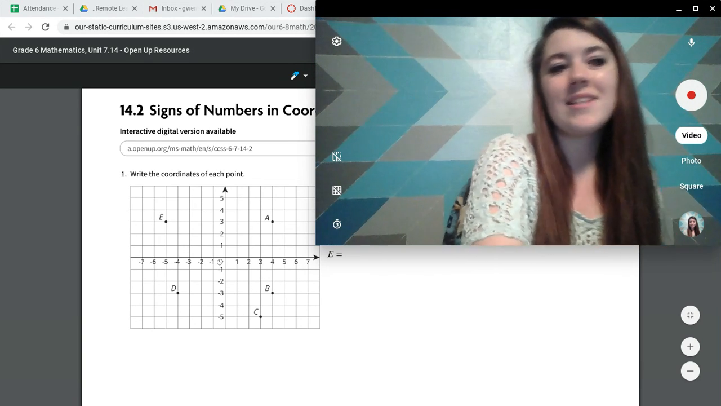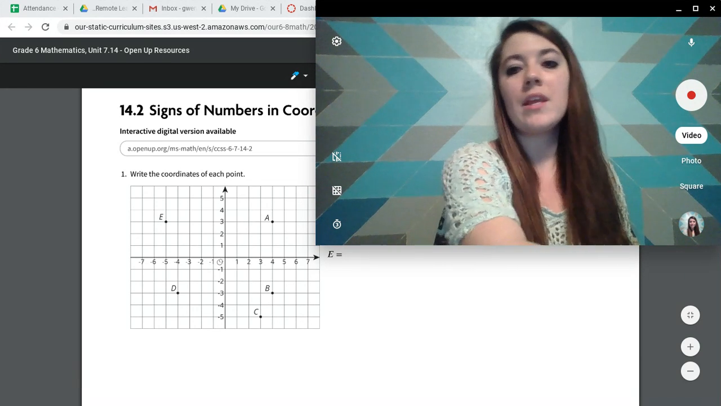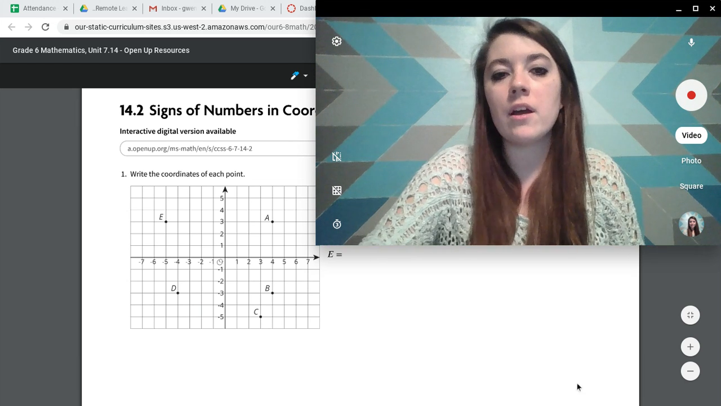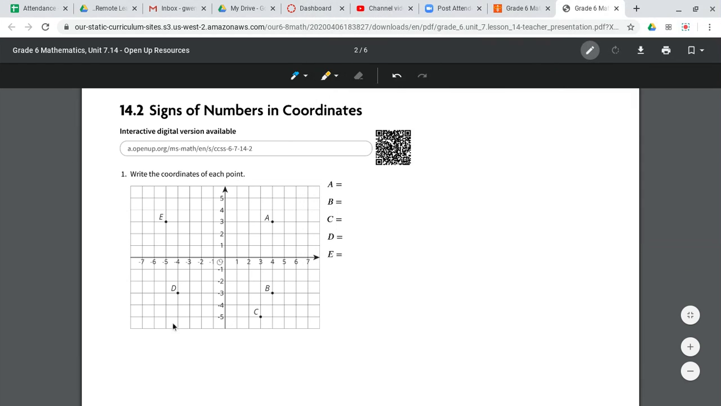So what we're looking at today is the coordinate plane, but specifically distances in the coordinate plane. So we're going to be looking a lot at distance. If we look at what's on our screen, we want to write the coordinates of each point. Let's start with point A. We look for our x value first, so we go over to the right 4 units. So 4 is our x coordinate, and then from there we go up 1, 2, 3. So our y coordinate is 3. So we have the point (4, 3) for A.